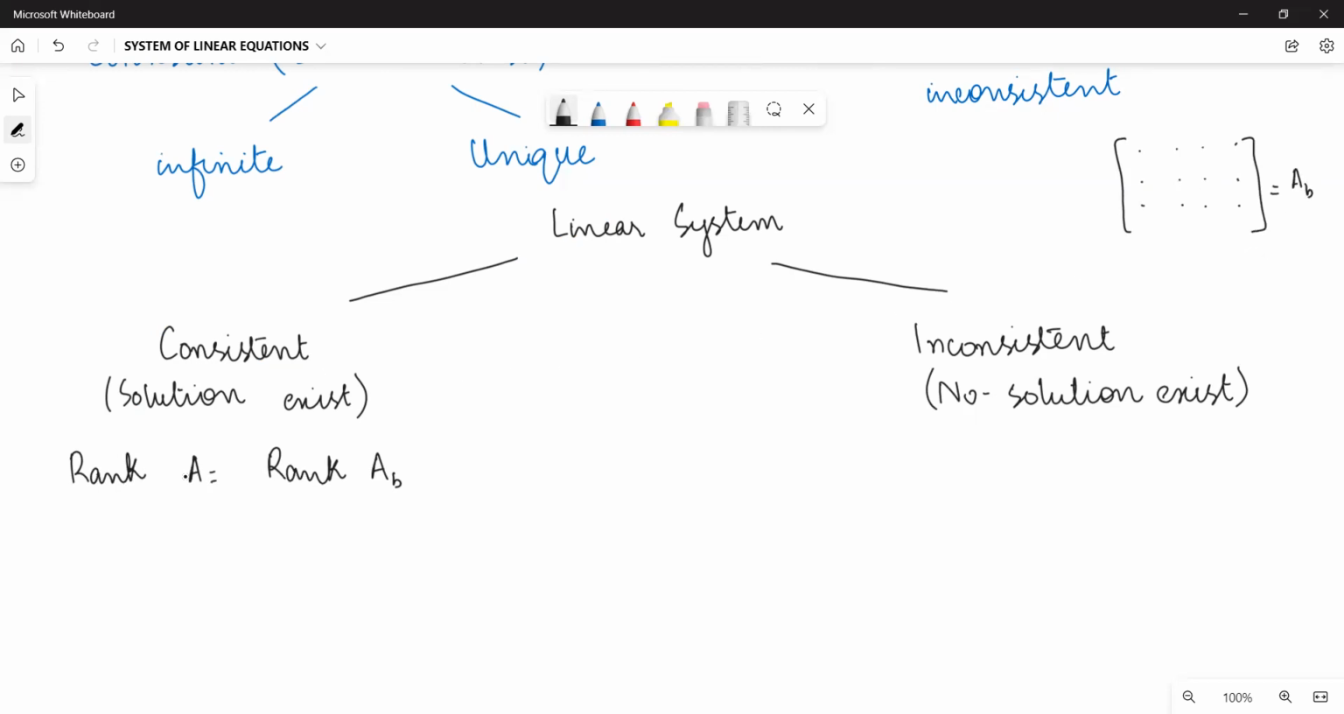So when the rank of A is equal to the rank of AB, the solution exists and the system is consistent. When the rank of A is not equal to the rank of AB, then there is no solution and the system is inconsistent. Now, if the solution exists, it can be a unique solution or an infinite solution.